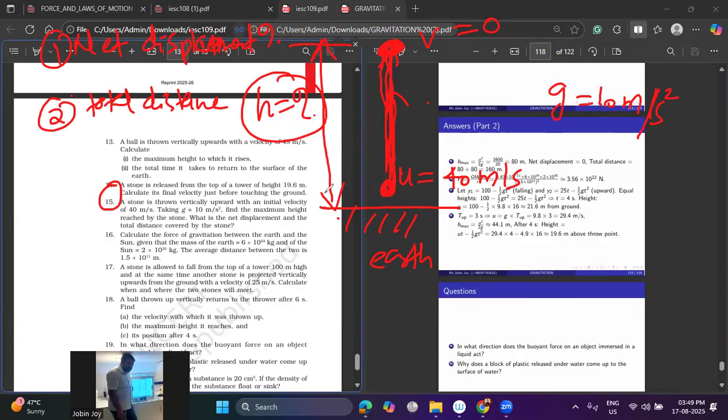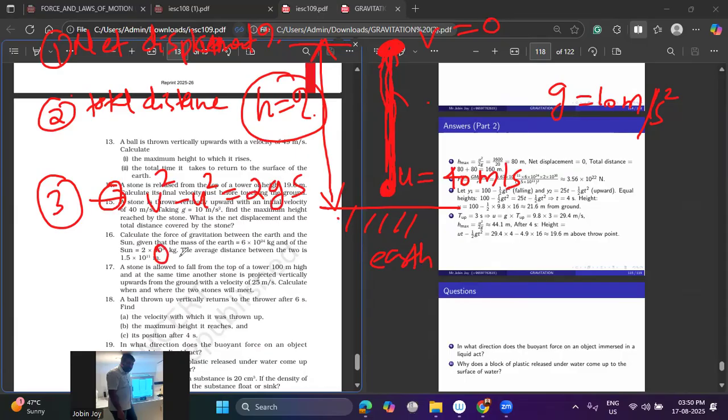And what is the net displacement and what is the total distance? First, we will calculate this height, the maximum height. So you can write the third equation. What is the third equation? V square minus U square is equal to 2gs.